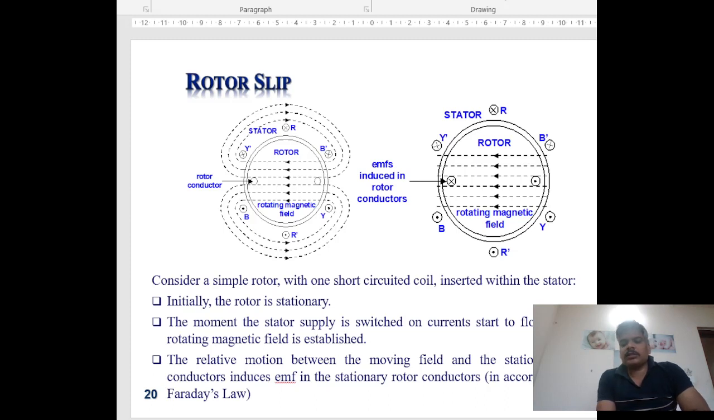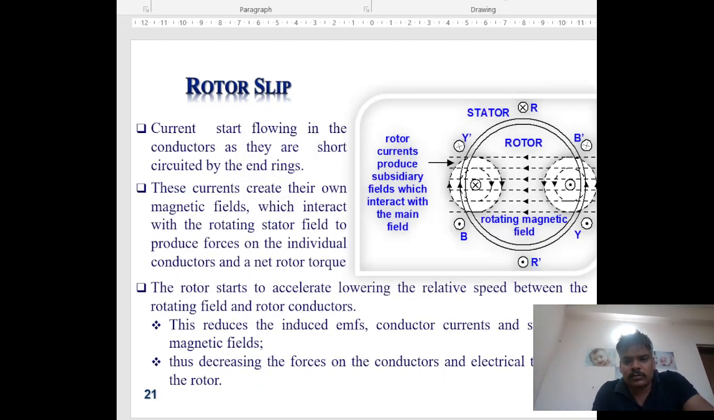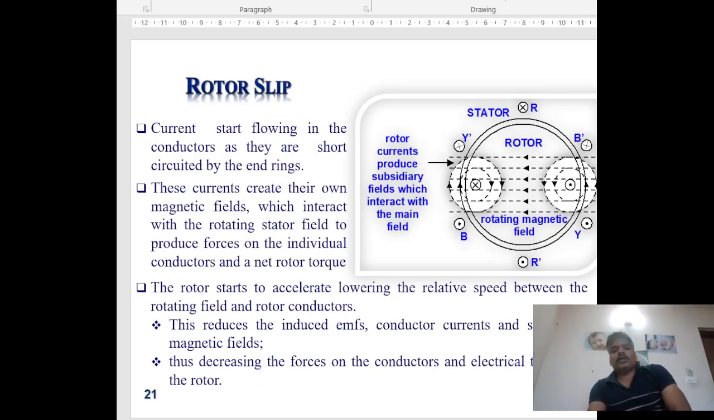The moment the stator supply is switched on, current starts to flow and the rotating magnetic field is established. The relative motion between the moving field and the stationary rotor conductor induces EMF in the rotor conductor in accordance with Faraday's law. Current starts flowing in the conductors as they are short-circuited by the end rings.